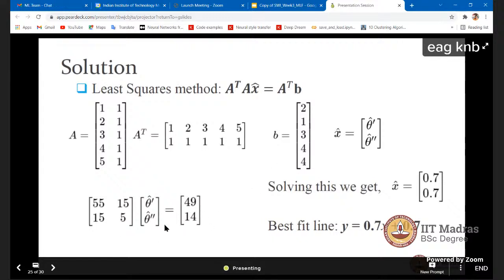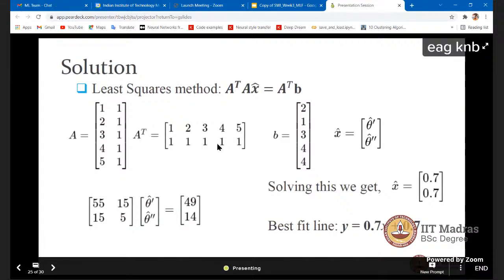Now this is easily solvable. You will get a system of equations: 55 theta prime hat plus 15 theta double prime hat is equal to 49, and another equation, 15 theta prime hat plus 5 theta double prime hat is equal to 14. This you can easily solve by row operations. That will give you 0.7 and 0.7: 0.7 for theta prime hat and 0.7 for theta double prime hat. It is very straightforward.